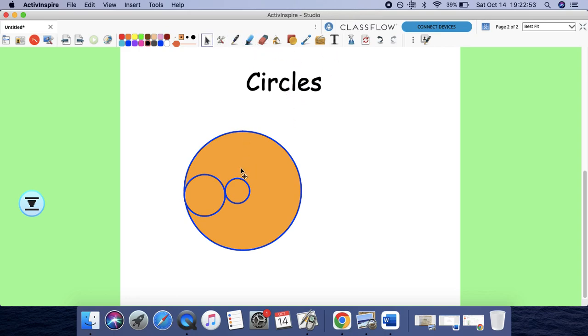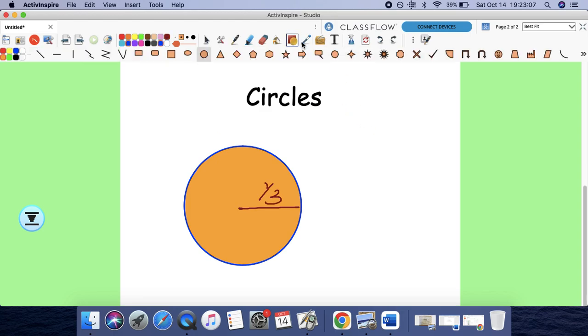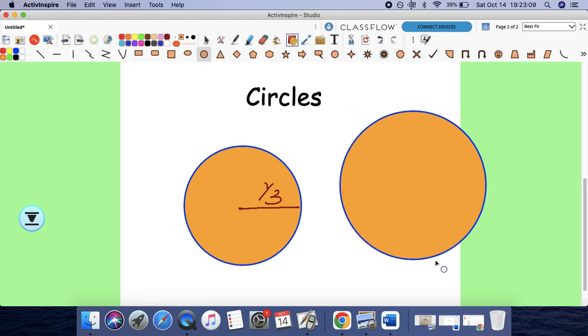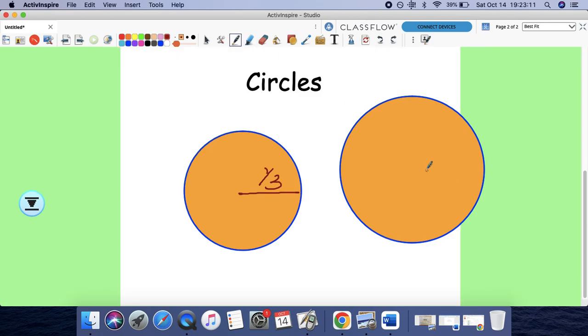Let me erase that, and let me erase that. So circle X has a radius of 1/3 of a meter. Circle Y has a radius of 1 meter. Oh, so there's another circle, and the radius here is 1 meter. What is the ratio of the area of circle X to the area of circle Y?